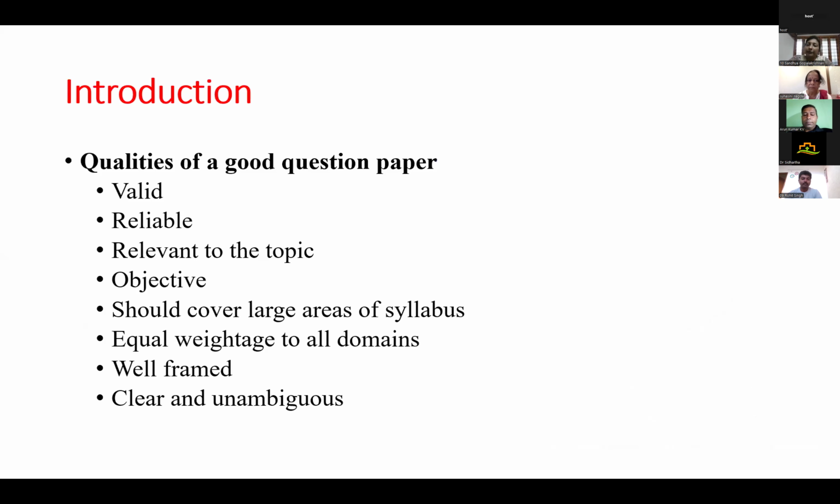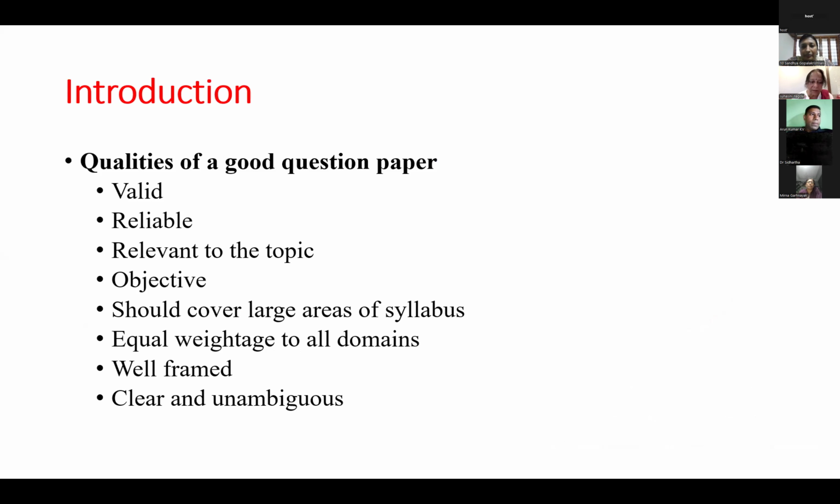When you look into a good question paper, there are certain qualities. Assessment also shows whether you have reached the student, whether students have understood your teaching, and whether you should modify your teaching, and whether they are able to grasp and read correctly. So it is giving them a direction.